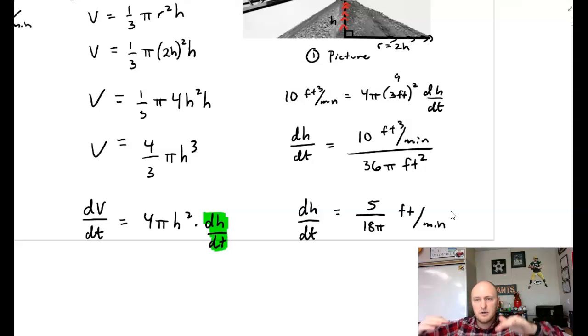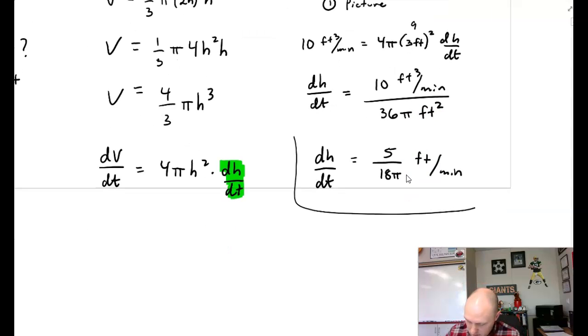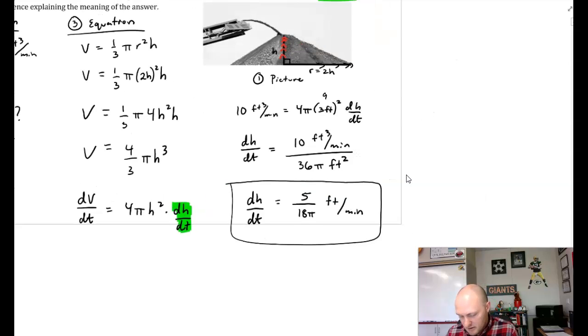This should also make sense, right? Because height is a linear measurement, so it's going to be feet per minute. If it was area, it'd be feet squared. If it was volume, it'd be feet cubed. Okay, and there is our quantity. Again, you could go ahead and plug that in, but you don't have to.